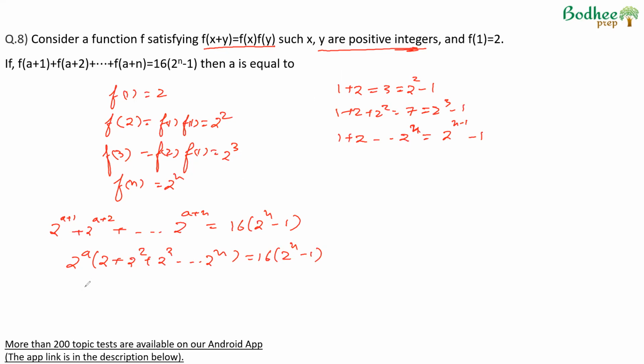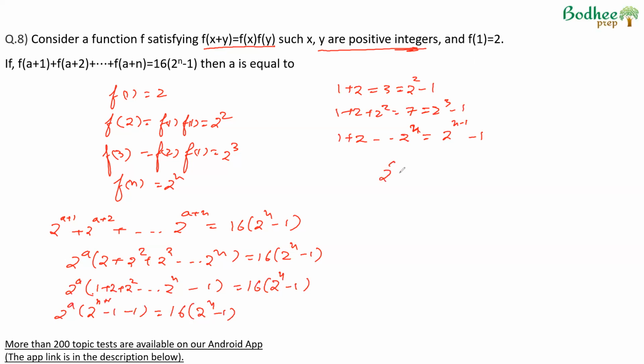So here if we add and subtract 1, we get 2 raised to power a into 1 plus 2 raised to 2 square up to 2n minus 1 is equal to 16 into 2 raised to power n minus 1. This further becomes 2 raised to power a into the first n plus 1 terms will be 2 raised to power n plus 1, the next power of 2 minus 1, and then the minus 1 that we had. This further becomes 2 raised to power a into 2 raised to power n plus 1 minus 2.